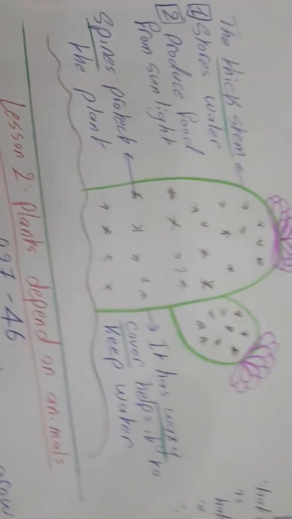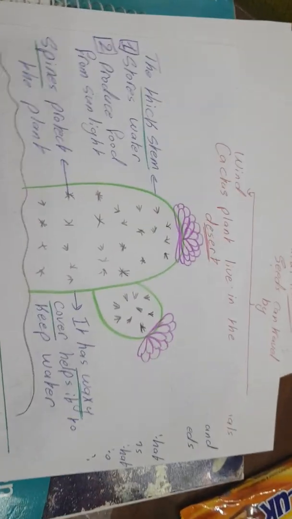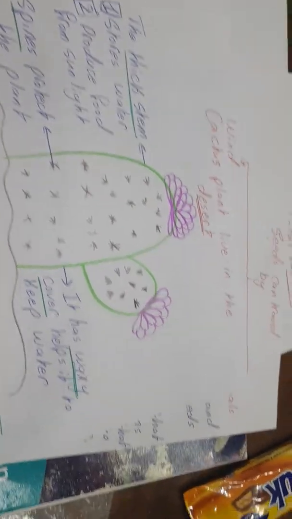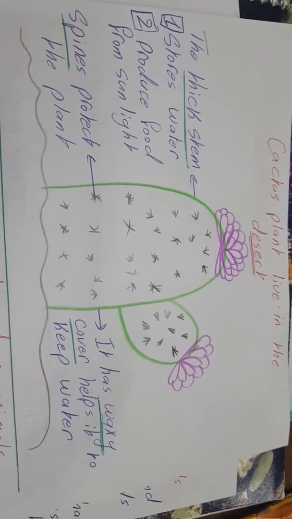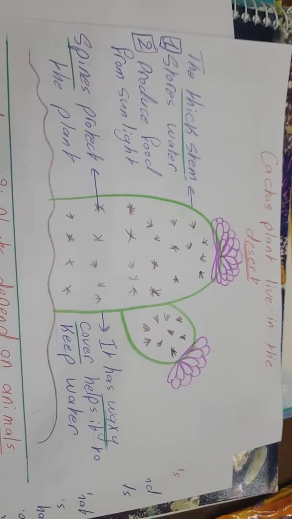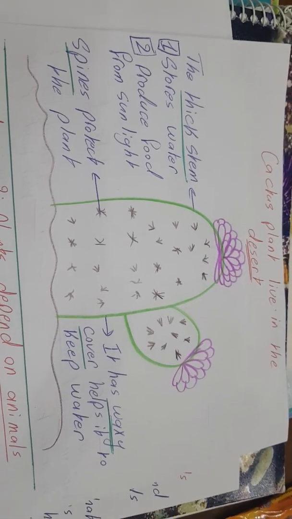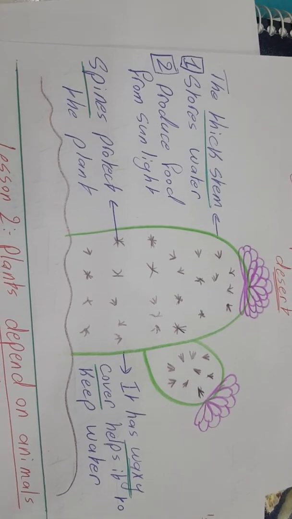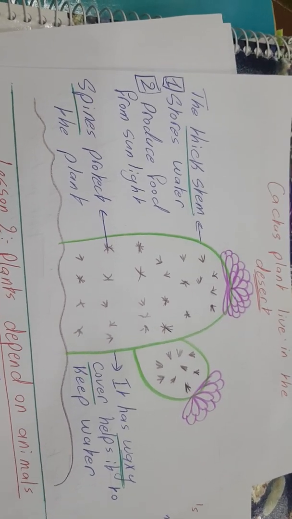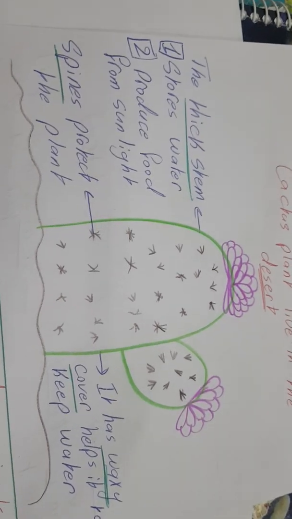Okay. Now, after this, we talked about the cactus plant. We said that a cactus plant is a plant that lives in the desert. This is a cactus plant. A cactus plant has three important structures that help it to live. We call them adaptations. What are adaptations? They are things that help the plant to live.